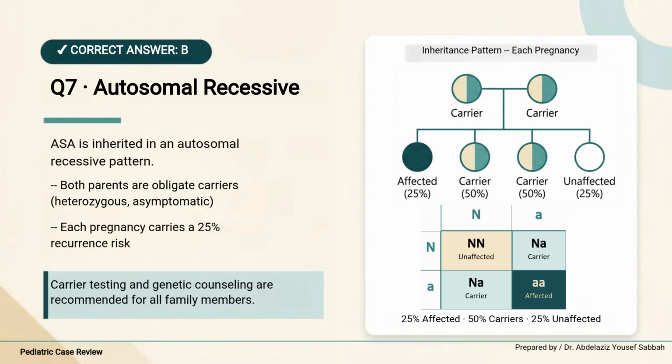The correct answer is option B, a 25% recurrence risk. Argininosuccinic aciduria is inherited in an autosomal recessive pattern. Because the affected child carries 2 pathogenic variants, both parents are obligate carriers who are heterozygous and asymptomatic. With each pregnancy, there is a 25% chance of an affected child, a 50% chance of a carrier child, and a 25% chance of an unaffected non-carrier child. These probabilities apply independently to every pregnancy. Carrier testing and genetic counseling are recommended for all family members.